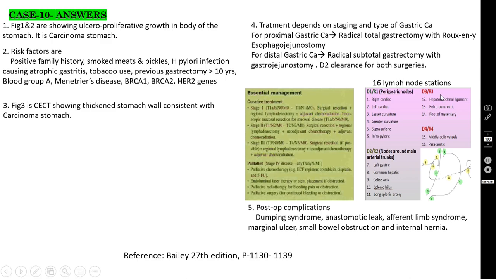You need not remove D3 and D4. So totally there are 16 lymph node stations. This was developed by the Japanese surgeons. Because carcinoma stomach is more prevalent in Japan, they are more advanced. They are doing D3 clearance also, but you have to do up to D2 clearance only.